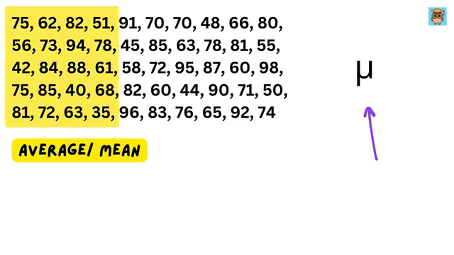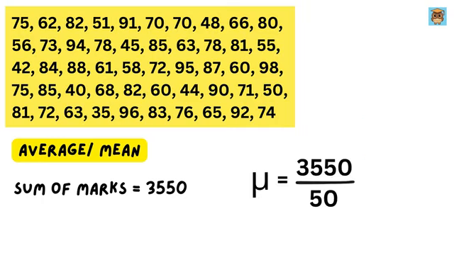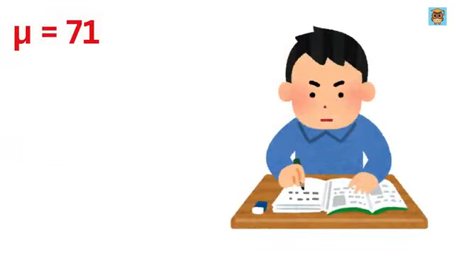Simple. Suppose these are the marks of your 50 students. To find the mean, we add all these marks, which turns out to be 3550, and then we divide it by 50, which is 71. This tells us that, on average, a student in this class scores 71 marks.